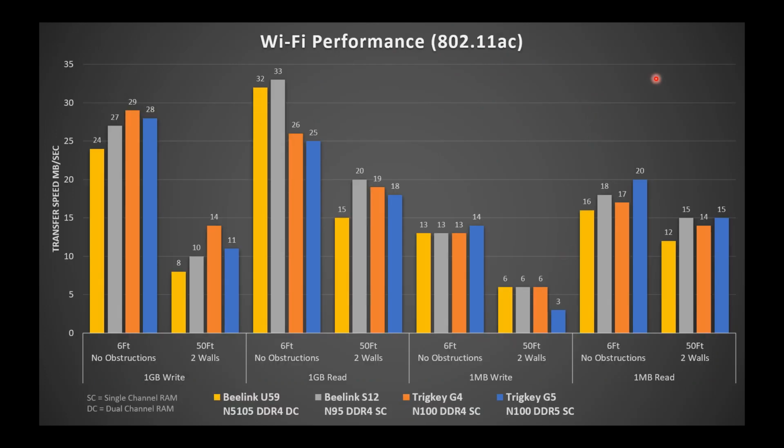Now I also tested the Wi-Fi performance, only with 802.11ac, aka Wi-Fi 5, and both almost directly in range of the 6 foot of the access point, and also in another room about 50 feet away, going through a couple walls to show what it does with some interference. And I did the 1 gigabyte write, 1 gigabyte read, 1 megabyte write, and 1 megabyte read.